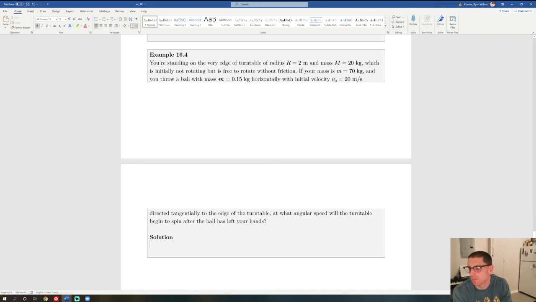Except this would have a definitely a bit larger radius. Anyway, the turntable is not initially rotating, right? But it is free to rotate without friction.